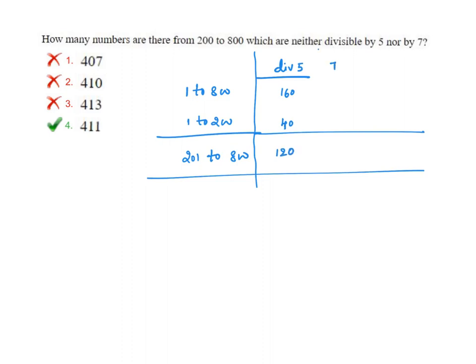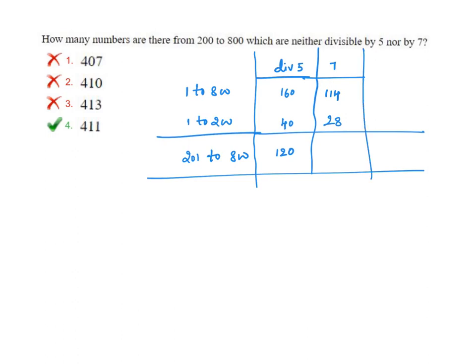Divisible by 7, you divide 800 by 7. We know 700 means 100, then after you have 14. So 114 numbers. From 1 to 200, there will be 28 numbers, because we know 7 14s are 98, if you double it, it will be 196. So there will be 28 numbers.